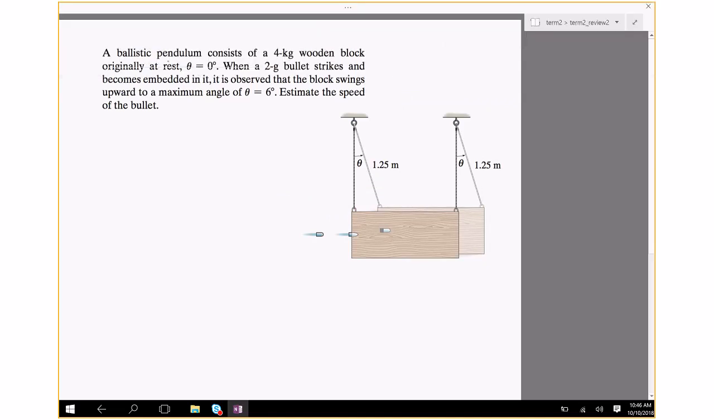A ballistic pendulum consists of a 4 kg wooden block originally at rest at theta equals 0. When the 2-gram bullet strikes and becomes embedded in it, it is observed that the block swings upward to a maximum angle of 6 degrees. Estimate the speed of the bullet.